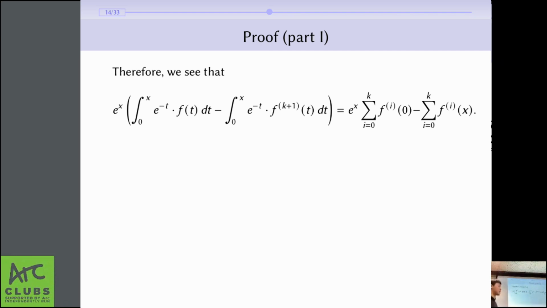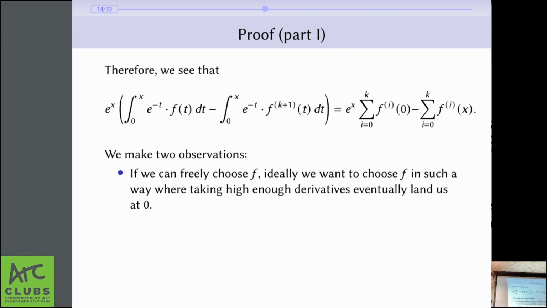But what are some other properties that we can sort of exploit about f? Well, the first observation that we might want to make is that if I were to take high enough derivatives, I want this to eventually become 0. Because if I know that this eventually becomes 0, then this entire integral here just vanishes, right? Because we're just going to get an integral from 0 to x of 0, and then that's just going to become 0. So we know that as k goes to infinity, the derivative evaluated at t should go to 0.